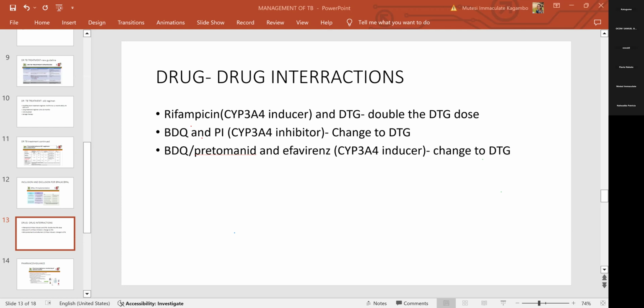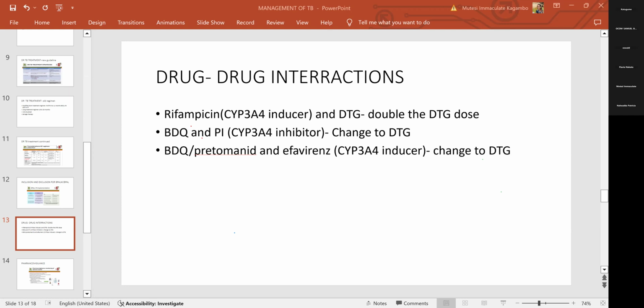You must know those reasons. These are very highly examinable, just in case they want to examine TB. Okay, why we double DTG dosage in patients who are taking rifampicin. Bedaquiline and protease inhibitors. So protease inhibitors are CYP3A inhibitors. Okay. So we would not want these to be used. We change to DTG.